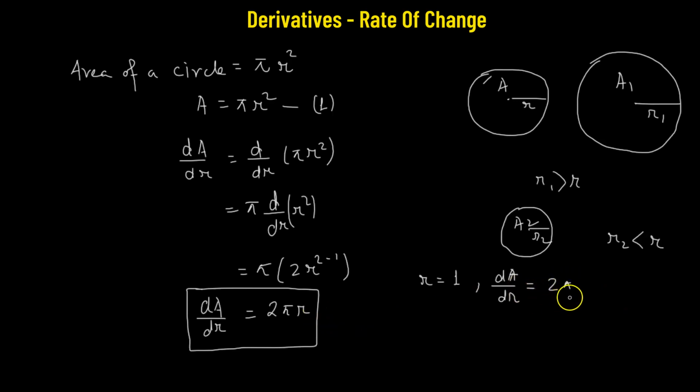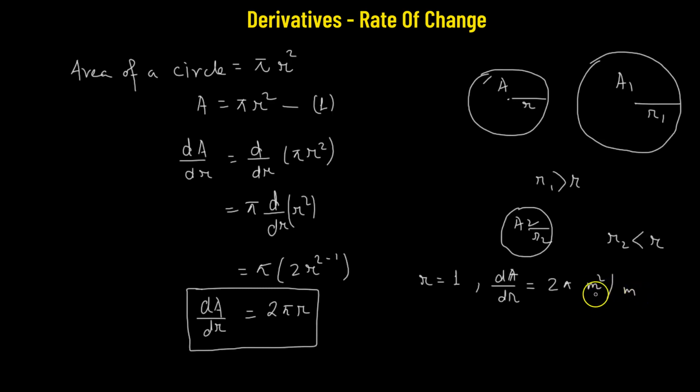So this will give us 2 pi. And what is the area? So the unit of area will be meter squared, since we're considering standard units. Meter squared divided by meter. So this, don't cancel out the units.